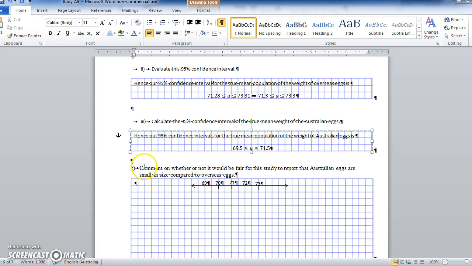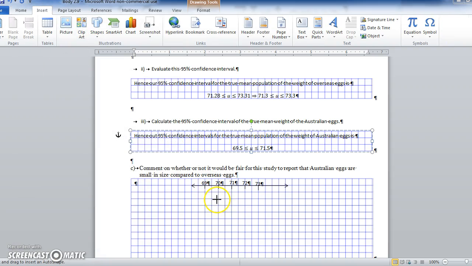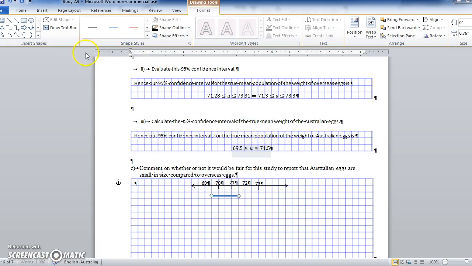Now they want us to comment on whether or not it would be fair for this study to report that the Australian eggs are small in size compared to overseas eggs. Our confidence interval for Australian eggs goes from 69.5 to 71.5, and I'm going to make that nice and bold so you can see it. And just to remind ourselves, that's for Australian eggs.